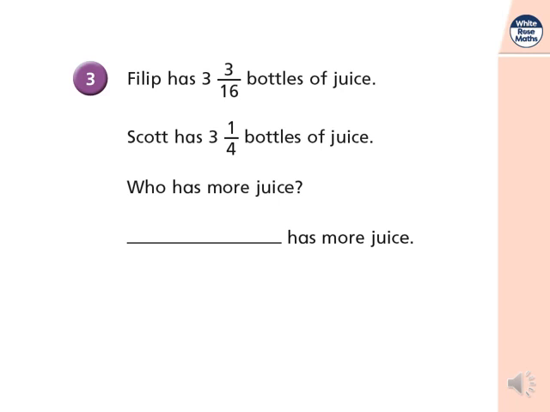Next we have this question here. It says Philip has 3 3/16 bottles of juice. So that means 3 whole bottles of juice and 1 bottle with 3/16 in it. Scott has 3 whole and 1/4 bottles of juice. So again, he has 3 whole bottles of juice and 1/4 of a bottle of juice. Who has more juice? So thinking when we did that before, if you want to, you can pause the video and go back to the question with the 2 children with the cakes to remind you how we did that. When you're ready, pause the video and then your answer will follow.